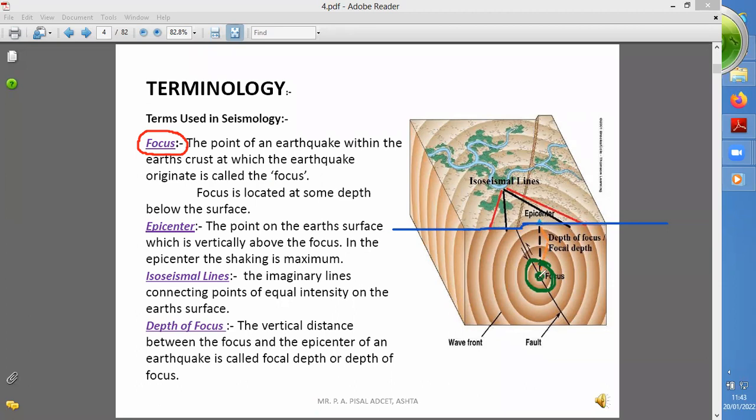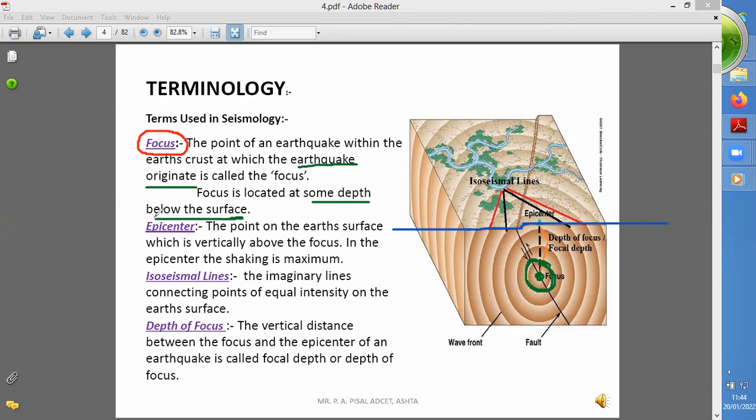Now, this depth is not constant. Place to place, this depth is varying. At some places, it is near the earth surface. At some places, it is at great depth. So this depth is not the same for all the earthquakes. So here the focus is the first term. And what are the main points related with the focus? At this point, the earthquakes originate, and it is located at some depth below the earth surface.